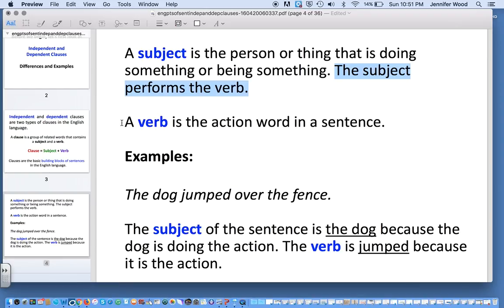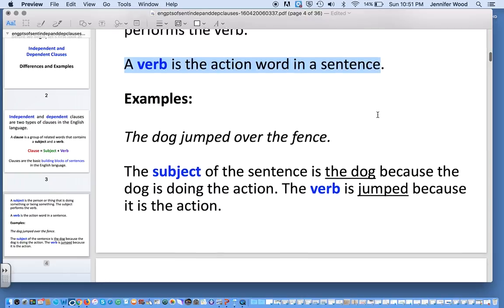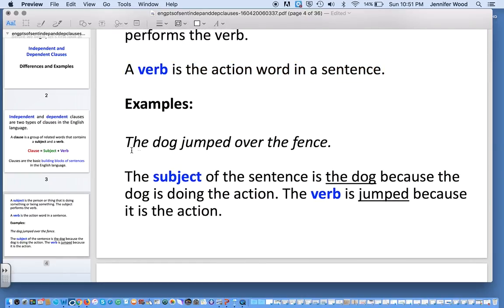Okay, so the verb is the action word in the sentence. All right, so the subject is the person or thing that is doing something or being something. The subject performs the verb. A verb is the action, and we all know how fabulous vivid verbs are. So here, sentence: the dog jumped over the fence. The subject of the sentence is dog, because the dog is doing the action, and the verb is jumped, because it is the action. Okay?